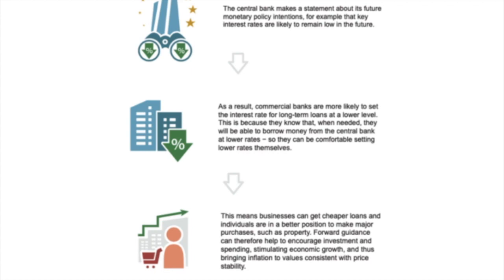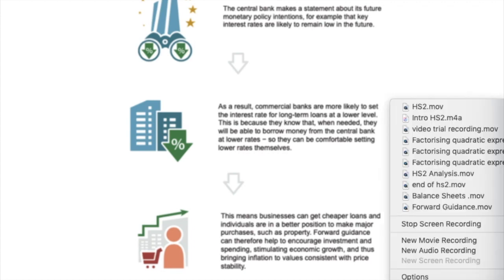Now, I'm going to show you a quick video, a quick interview with Carney regarding the Bank of England, and he speaks about how the Bank of England uses forward guidance and the benefits of such a system.